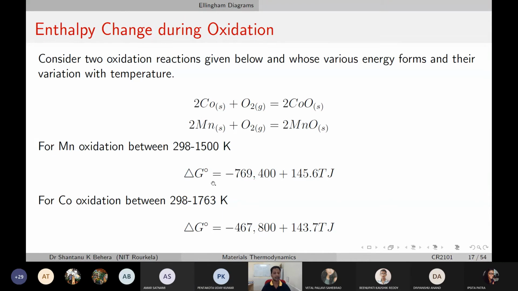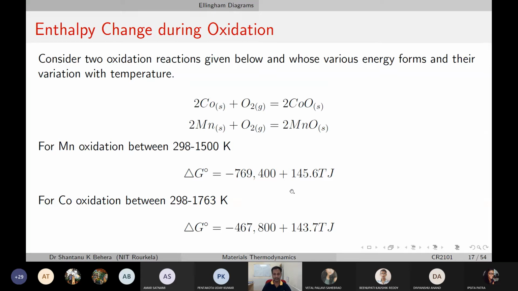You can write the del G equations for each of these curves like this. For manganese, del G is minus 769 kilojoules plus 145.6 T joules. And for cobalt oxidation, del G is minus 467.8 kilojoules plus 143.7 T joules. Right. So you see the similarity here: one mole of oxygen is reacting, and 2 moles of the metal solid form 2 moles of the oxide, and here also 2 moles of the metal solid form 2 moles of the oxide.